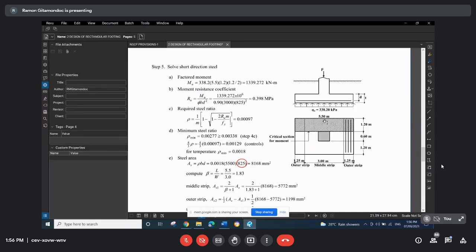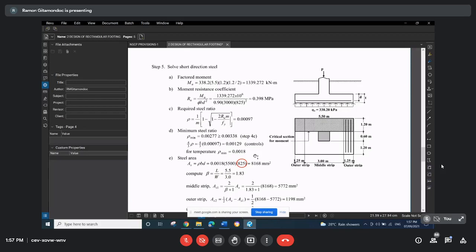So the middle strip will be as wide as the short side. If the short side is 3 meters, then we have a 3-meter middle strip here. Then the remaining portion will be 1.25 meters each for the outer strips.